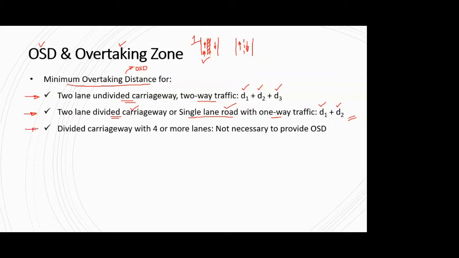And in case of a divided carriageway with four or more lanes, means if suppose this is a divided carriageway, this is a median in between, and on both the sides you have two lanes each. Now, in this case, there is no requirement of OSD. Okay, it's not necessary to provide OSD when you have four or more lanes. So here I have shown four lanes. This is lane number 1, 2, 3, and 4. Two lanes are dedicated for up direction, and the other two lanes are dedicated for the down direction.